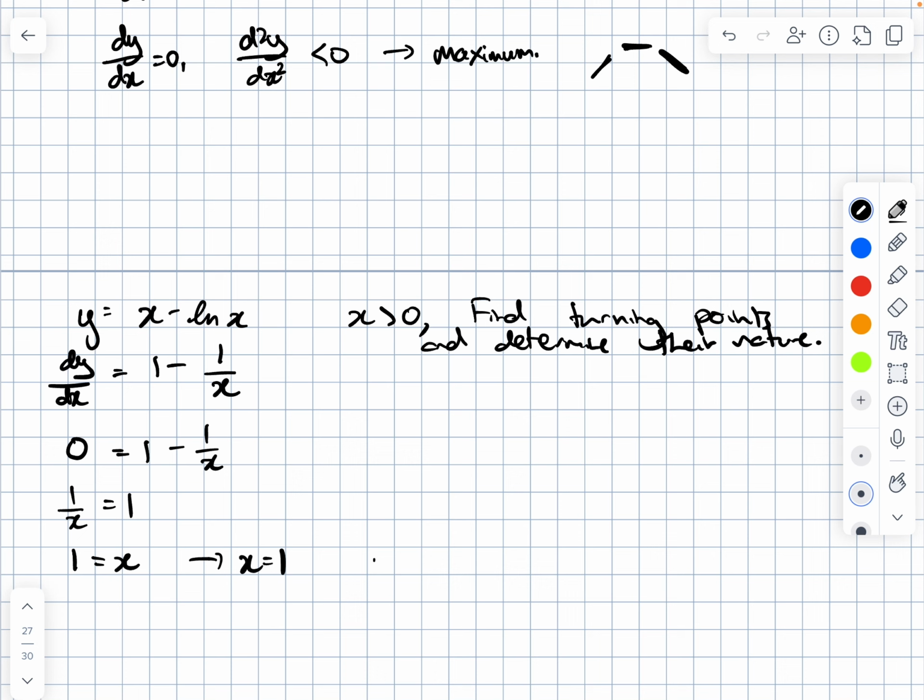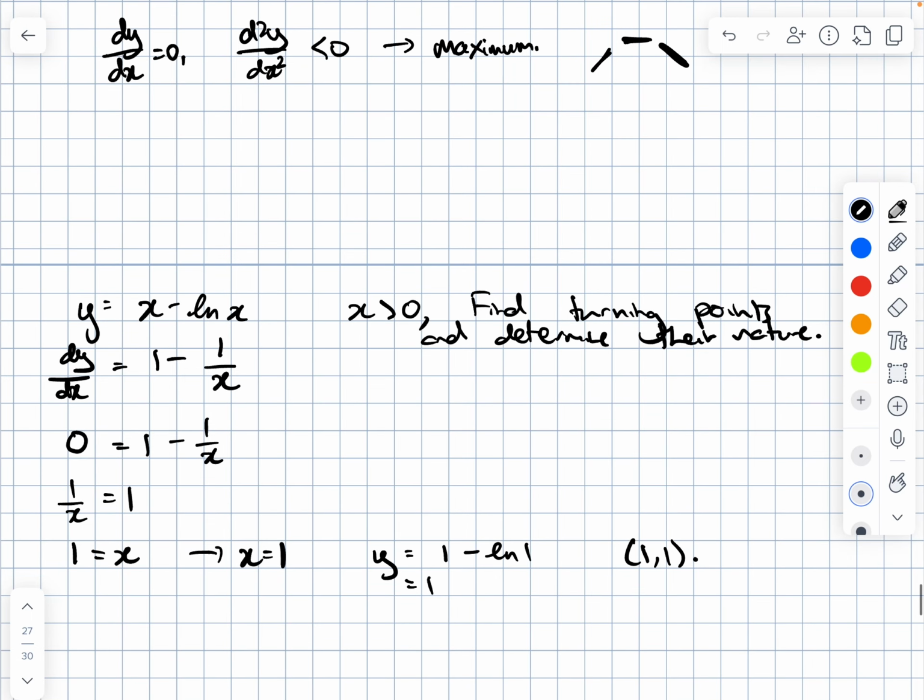Now when it says turning points, it means a coordinate, so we also need the y value. So we're going to sub 1 into our equation, 1 minus ln 1. And ln 1 is 0, so you just get 1. So the point is (1, 1).